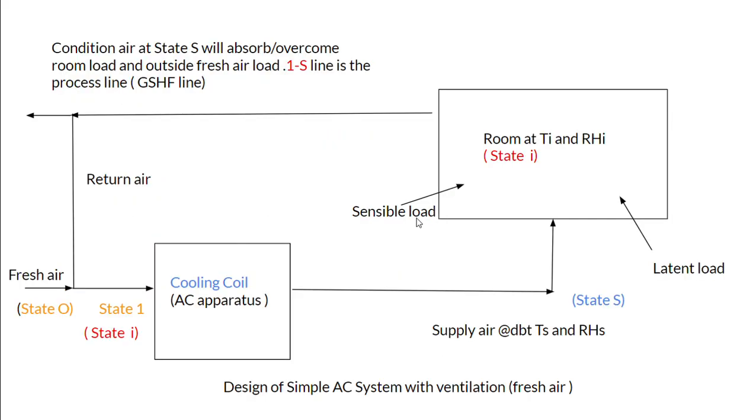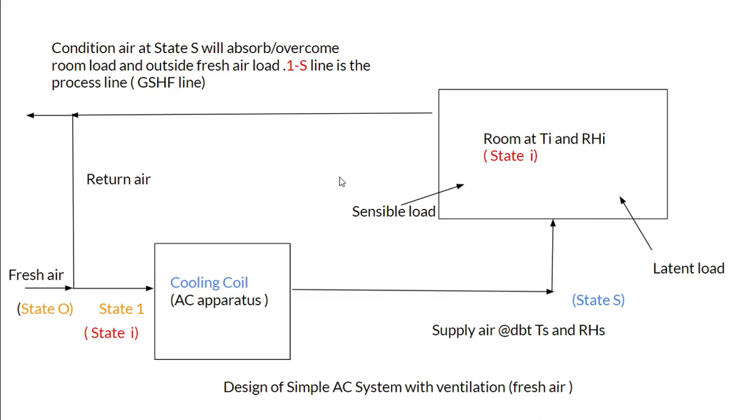So this is a schematic for better appreciation. Let us say that we are interested in designing an AC system for this room. Step 1 in the design is to select the inside design conditions, Ti, the temperature to be maintained inside, and the relative humidity to be maintained inside, RHI. Then we need to talk about the outside design conditions based on the location, the weather of that place.